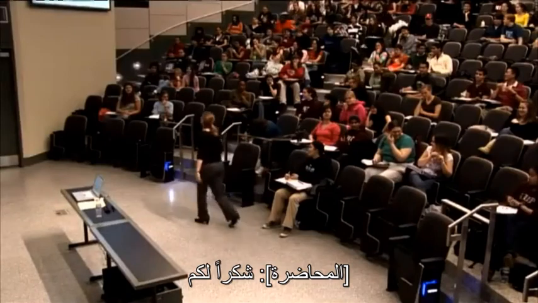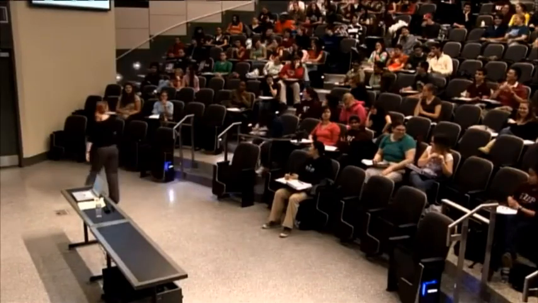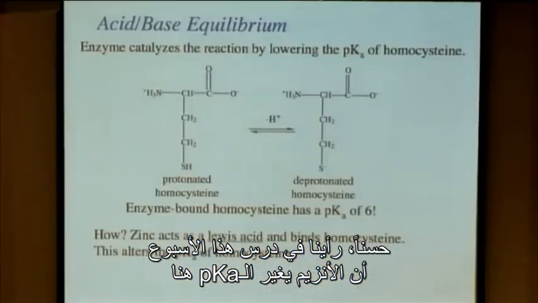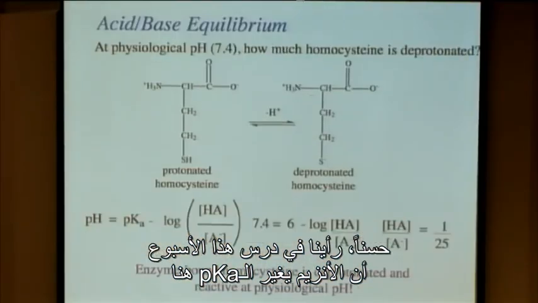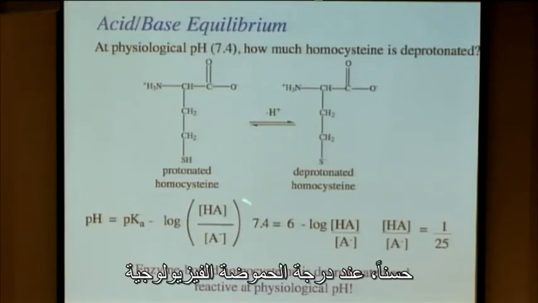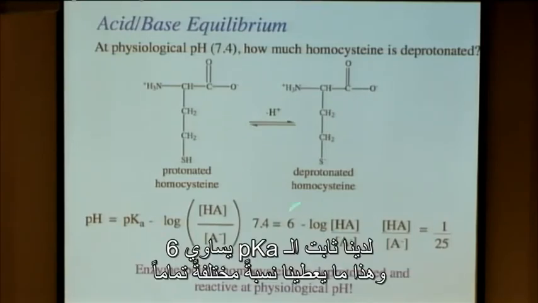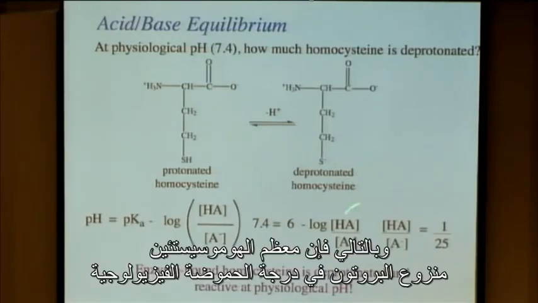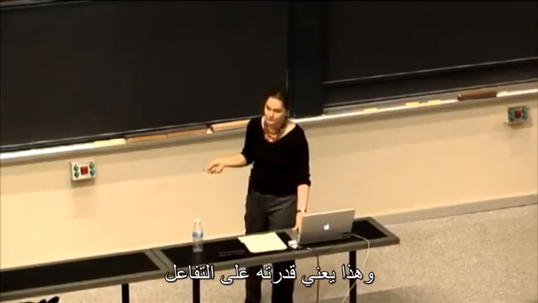Okay. So it alters the pKa here. So now what's our situation? Well, now at physiological pH, we have a pKa of 6. And so that gives us a very different ratio. Instead of 400 to 1, we have 1 to 25. So most of the homocysteine is deprotonated at physiological pH, which means that it can react.